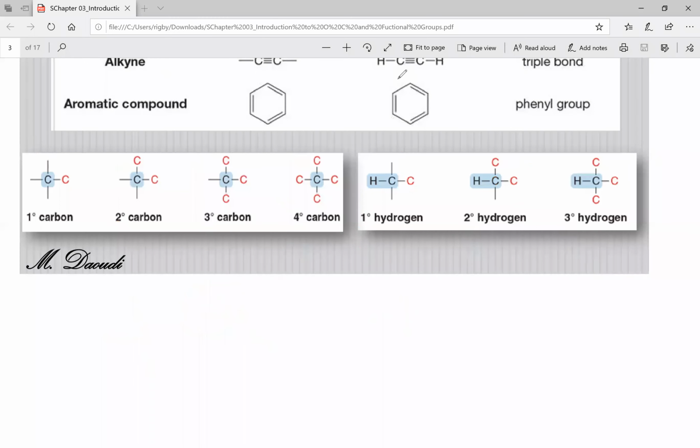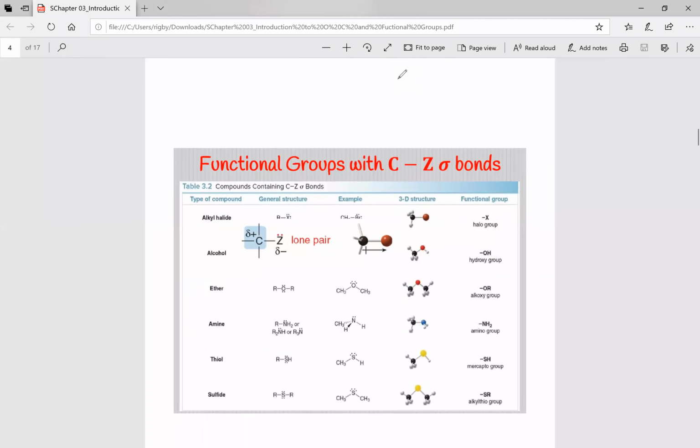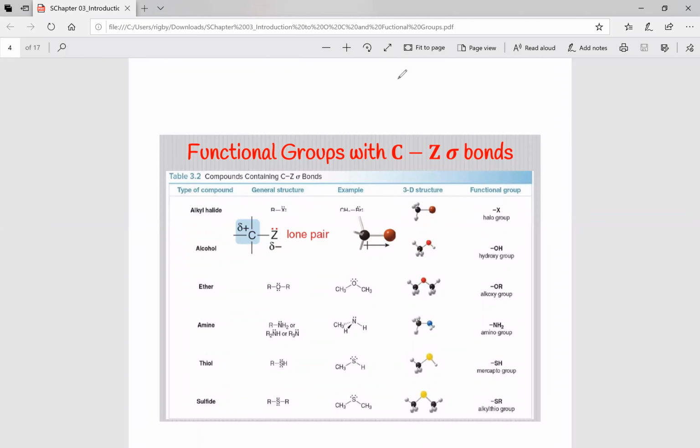Okay, so let's continue on to the second main group. So the second main group is functional groups with carbon Z sigma bonds. All this means is we have a carbon single bonded to some sort of heteroatom, which is our stand-in here, Z. So a CZ bond is a carbon single bonded to a heteroatom. And as a reminder, a heteroatom is simply any atom that's not carbon and not hydrogen.